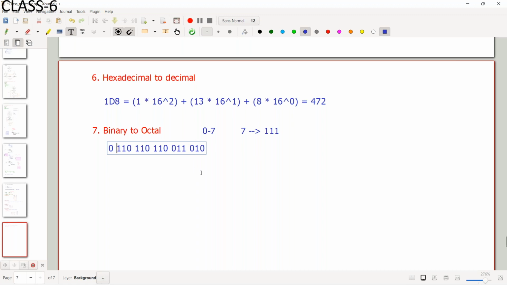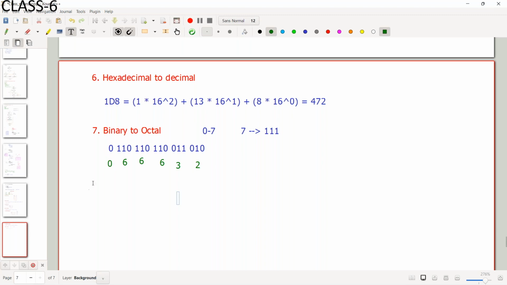Now we have to find the equivalent octal number. So which is this one? 0 1 0 is nothing but 2. Then 0 1 1 is nothing but 3. 1 1 0 is nothing but 6. Then again 1 1 0, again 1 1 0, and then this is 0. Just one bit is there, that is 0 itself. So the equivalent is nothing but 0 6 6 6 3 2. That's the equivalent of this particular binary number.